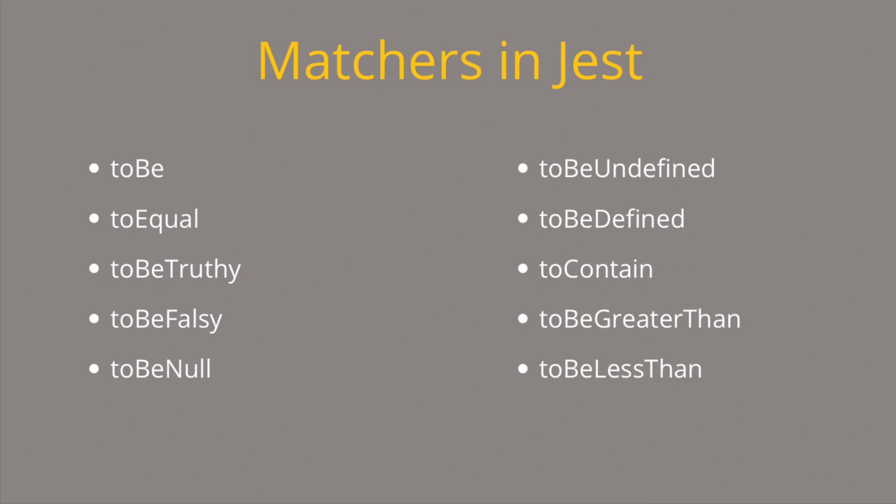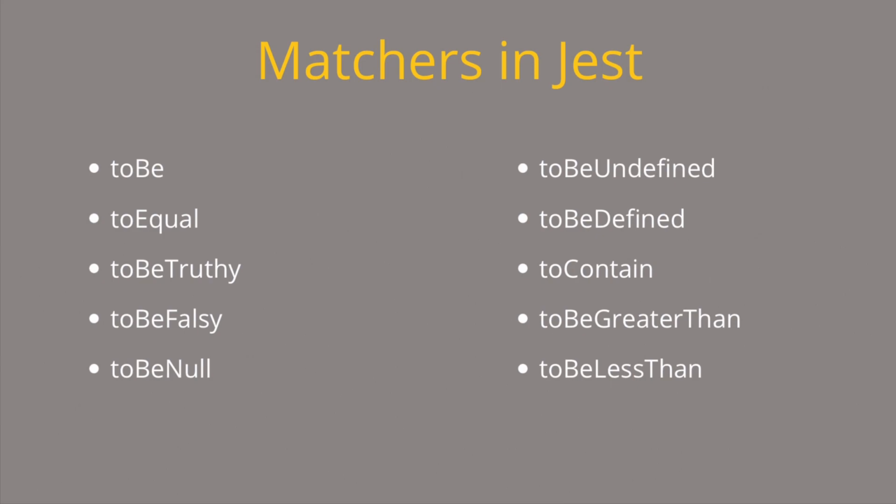So first one is toBe. It is basically used to check some kind of strict value equality, like string or integer kind of values. So we can use toBe. And if we want to check for some kind of object, then we use toEqual. And if we want to test some boolean values, then we use toBeTruthy and toBeFalsy. And to check some kind of null and undefined, we have toBeNull, toBeUndefined, and toBeDefined.